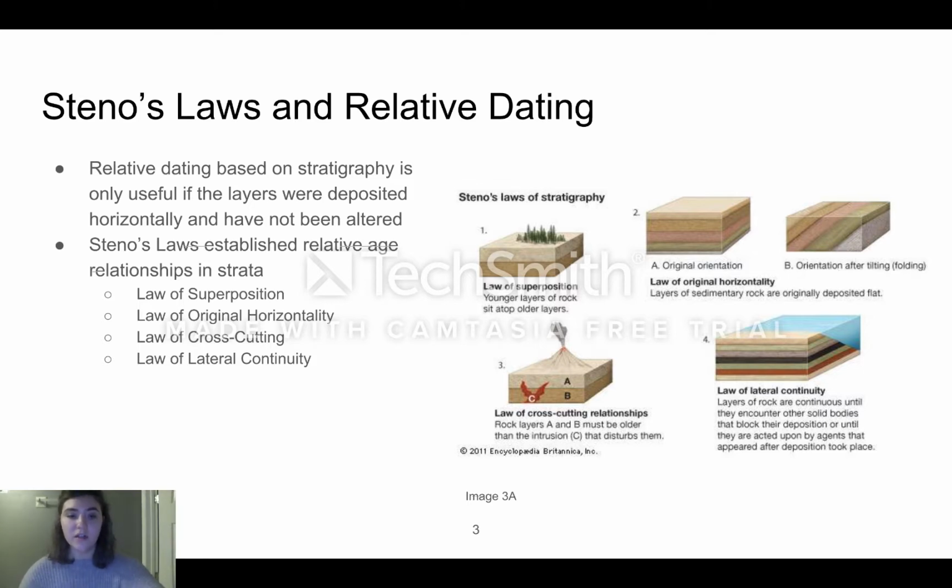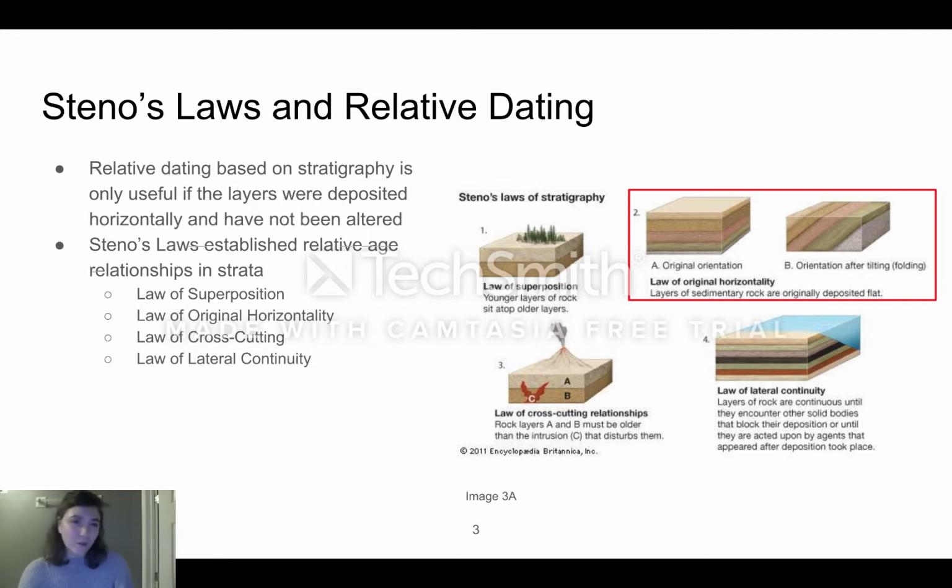The first law is the law of superposition, which states that younger layers of rock are above older layers of rock, and this is what William Smith used. The second law is the law of original horizontality. This states that sedimentary rock layers are always deposited horizontally and parallel to each other. If their orientation changes, then that means that there was tilting or folding or faulting after those sedimentary rock layers were deposited.